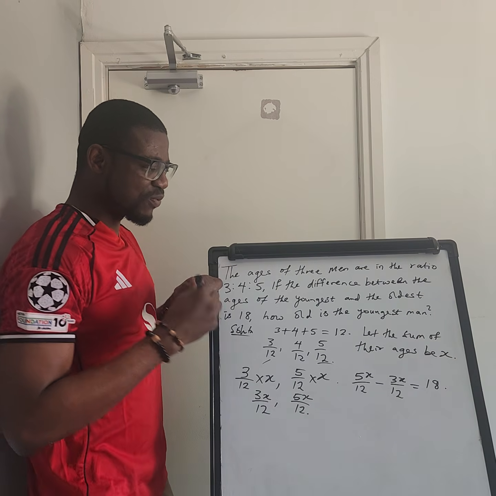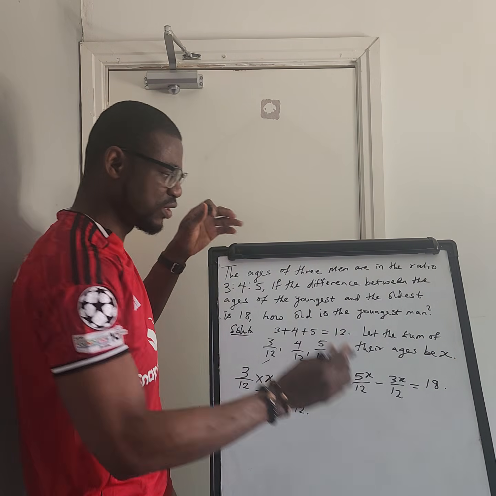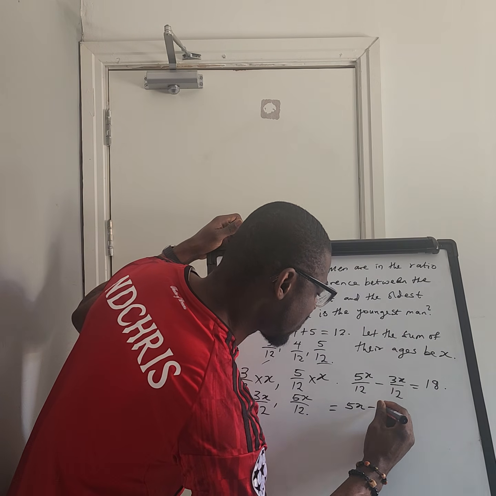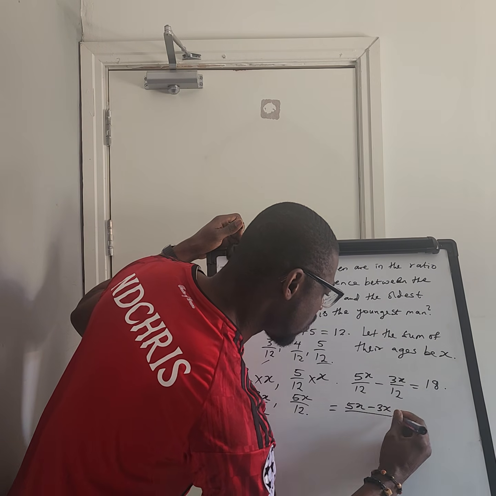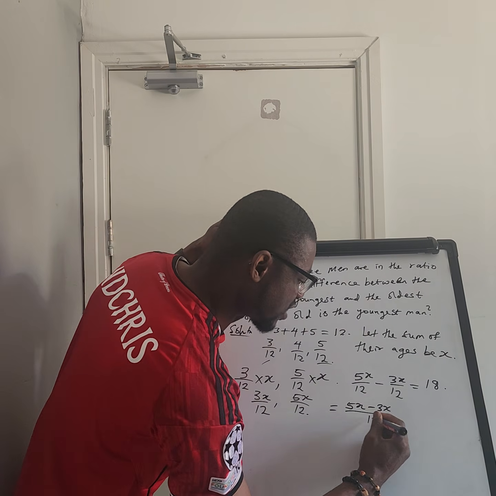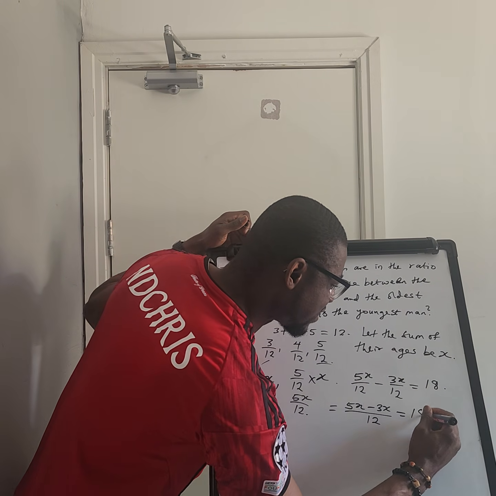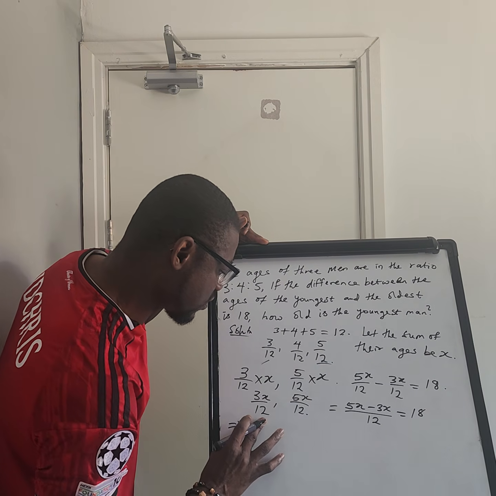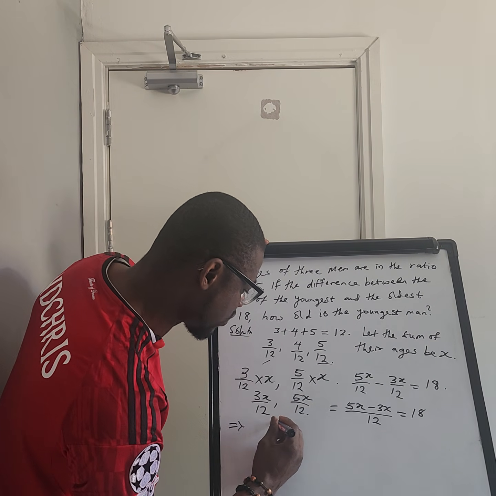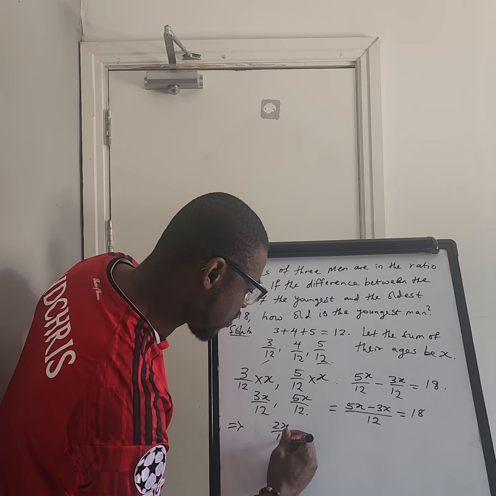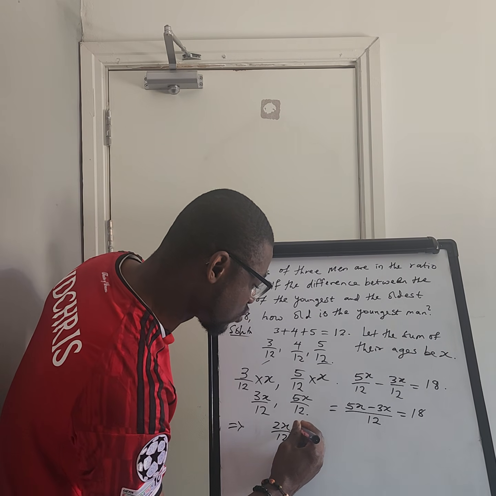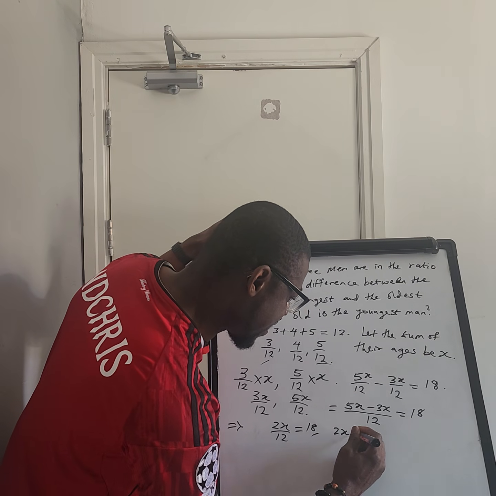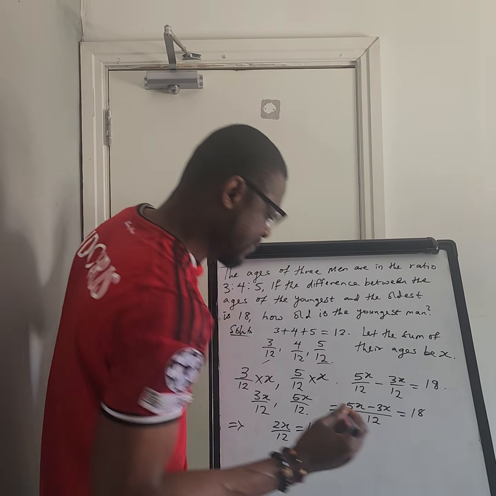We can then solve this problem. So what we do, we then have 5x minus 3x all over the common denominator 12 equals 18. So that leaves us with, subtract the numerator, 2x over 12 equals 18. And that leaves us with 2x equals 12 times 18.